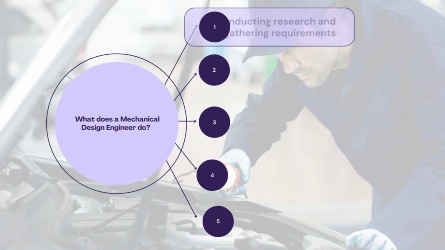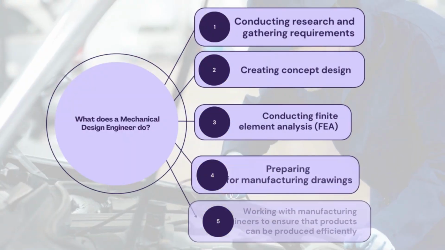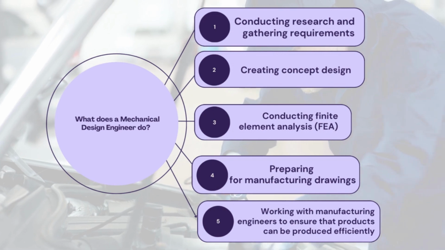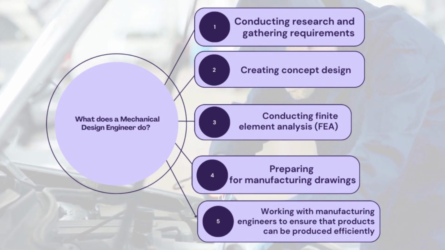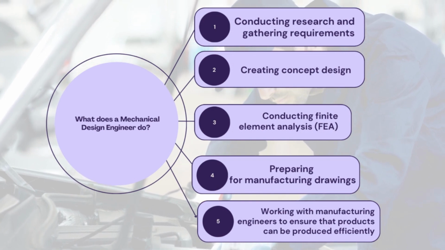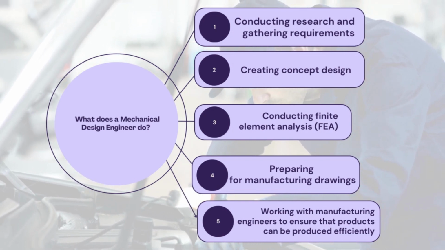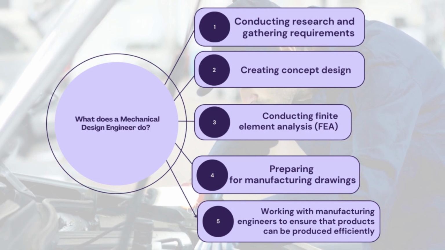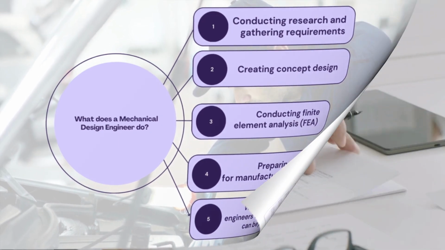What does a mechanical design engineer do? Conducting research and gathering requirements, creating concept sketches and prototypes, conducting finite element analysis (FE), preparing manufacturing drawings, working with manufacturing engineers to ensure that products can be produced efficiently.